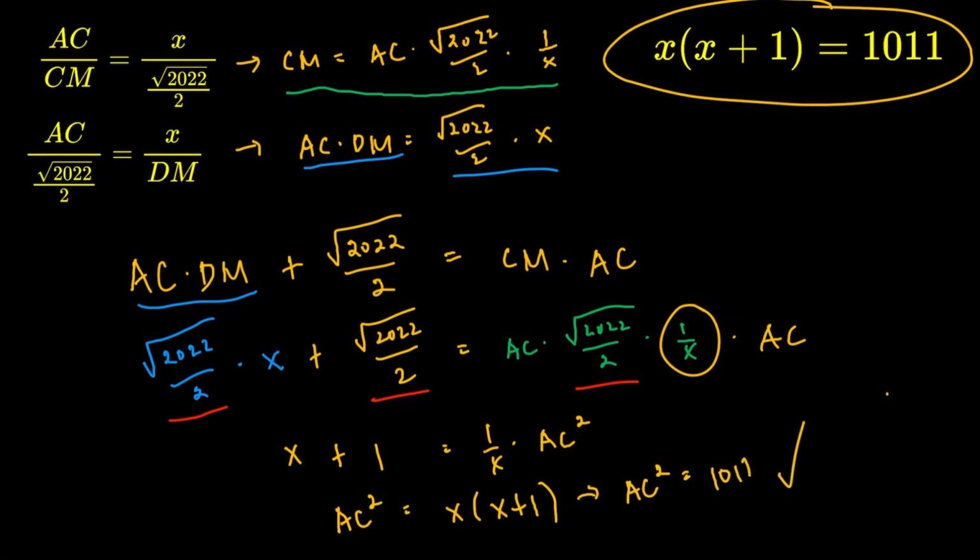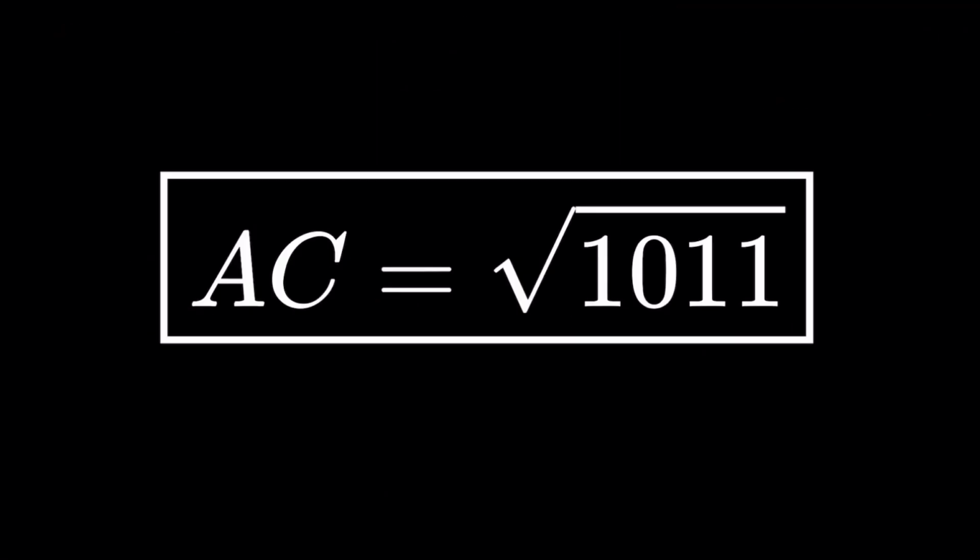We do have AC squared. Last step is just to take the square root of that. So AC would be the square root of 1011. And this is indeed the final answer.